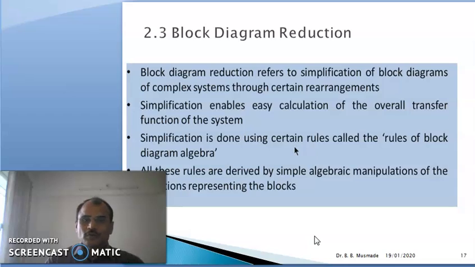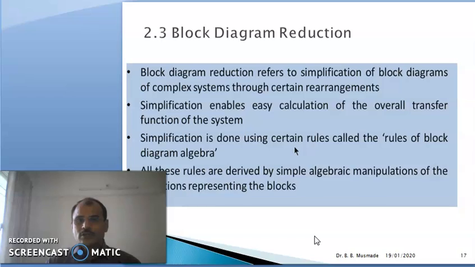So now come to block diagram reduction. Suppose we have a complex block diagram, then how to reduce it into a simplified block diagram. The block diagram reduction technique refers to the simplification of diagrams of a complex system through certain rearrangement of blocks and certain simple computations: addition, subtraction, multiplication, etc. This also enables easy calculation of the overall transfer function.